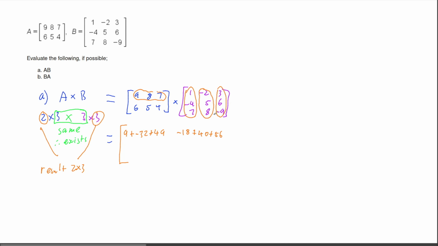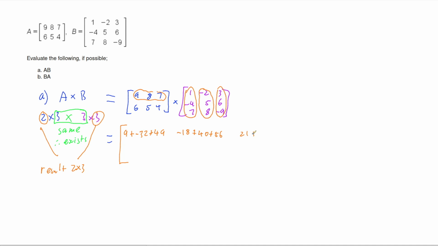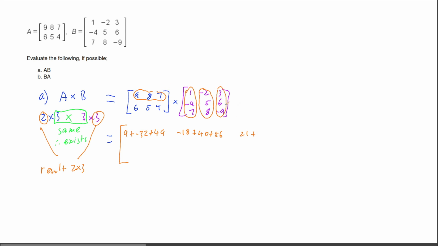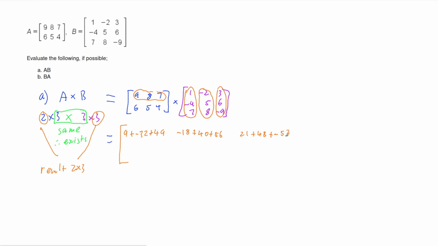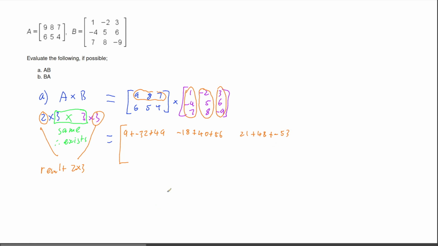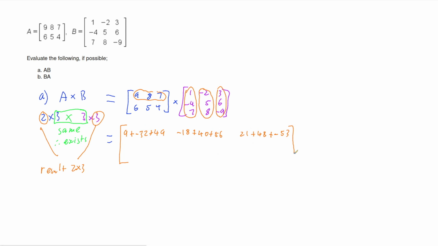And then the last column, 9 times 3 is 27. Add that on to 8 times 6, which is 48. And then 7 times negative 9, which is negative 63. So we've now finished with the first row going onto each column. And so we've done that going our first row, each column, answer going across. So now I do my next row.